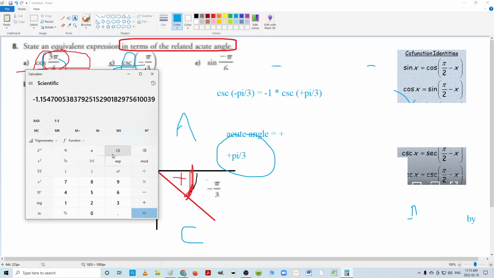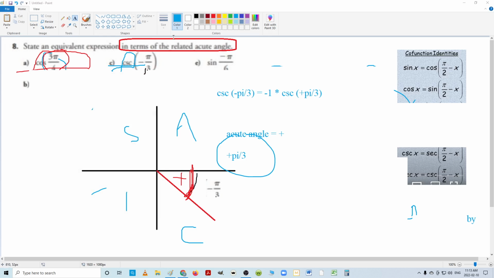It's -1.5. Let's find the cosecant for pi/3. That's the acute angle that we're looking for. Let's hit cosecant. Well, we get the same result, I think, except this is positive and that one's negative. So therefore, I have to multiply my acute angle by -1 to make it equivalent. And that's an equivalent. But what if we wanted to find an alternative equivalent?